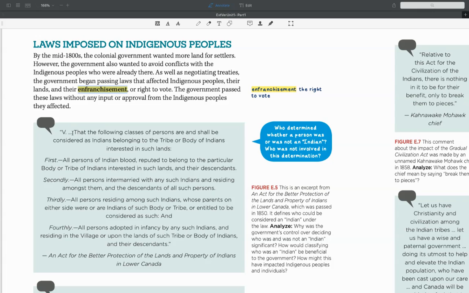So, that the following classes of persons are and shall be considered as Indians belonging to the tribe or body of Indians interested in such lands. First, all persons of Indian blood reputed to belong to the particular body or tribe of Indians interested in such lands and their descendants. Secondly, all persons intermarried with any such Indians and residing amongst them and the descendants of all such persons. Thirdly, all persons residing among such Indians whose parents on either side were or are Indians of such body or tribe, or entitled to be considered as such. And fourthly, all persons adopted in infancy by any such Indians and residing in the village or upon the lands of such tribe or body of Indians and their descendants.